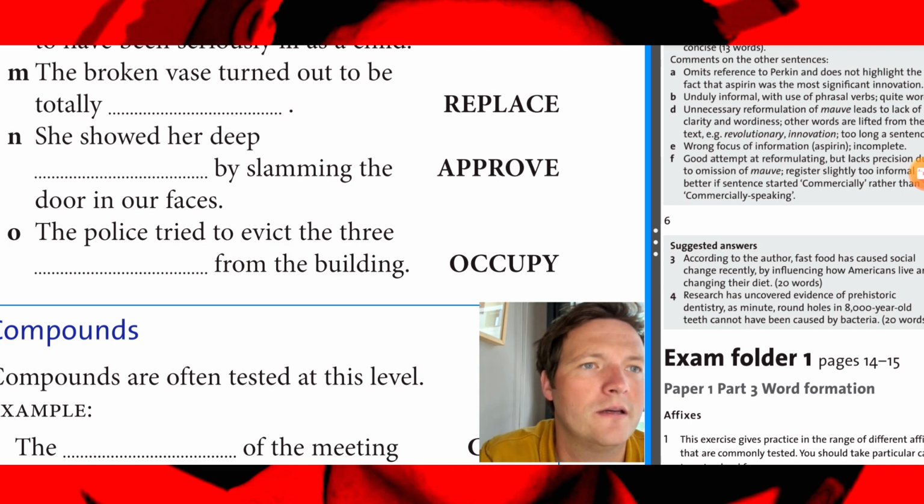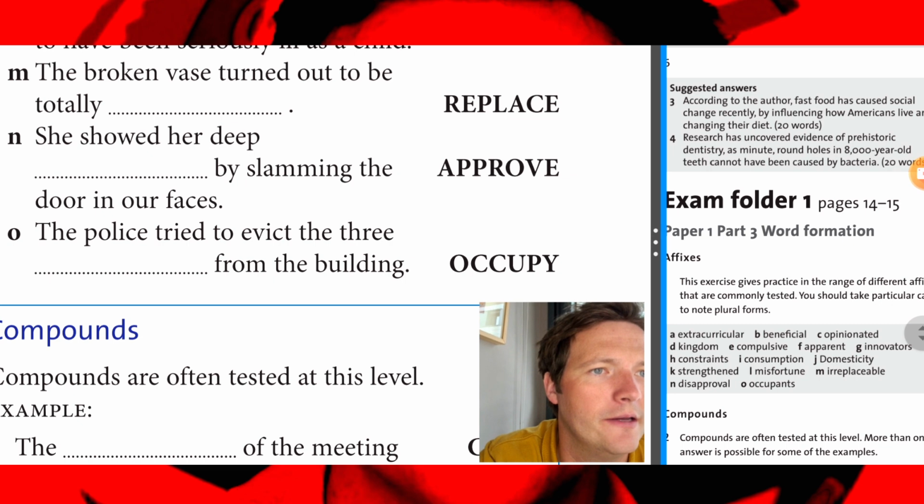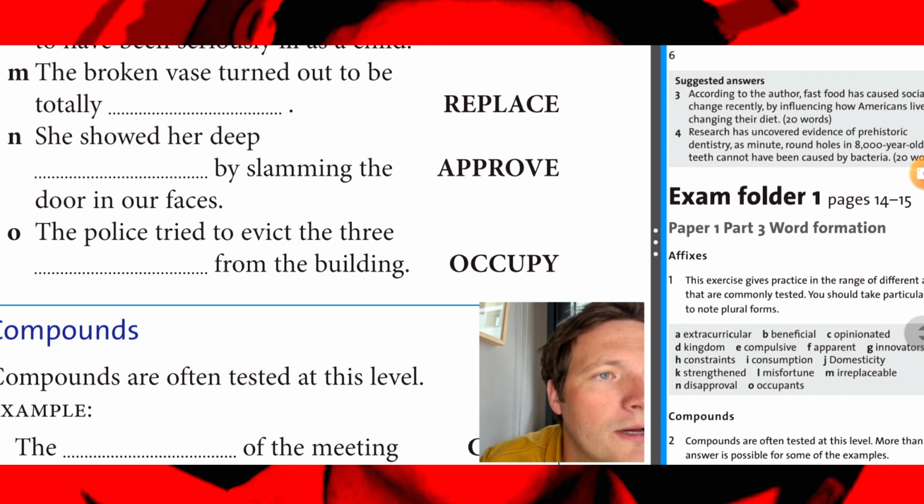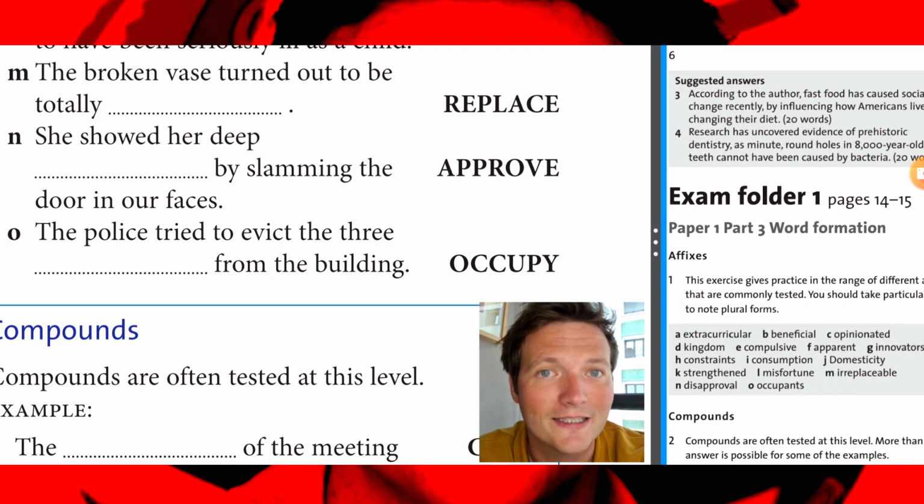Let's just check the answers then. So I think we got to I, no? Constraints, consumption, domesticity, that was the one I was doubting a little bit. Strengthened, misfortune, irreplaceable, disapproval, and occupants. Well, so far so good, I guess.